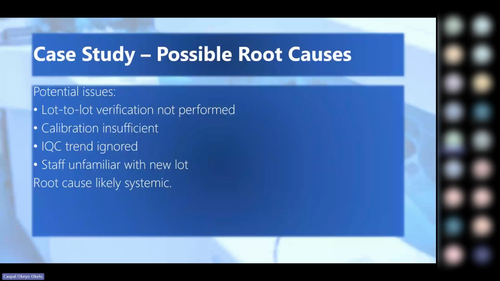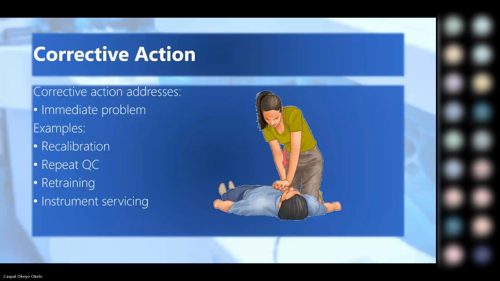So you'll have a structured final root cause statement. For example, in this case, after the investigation, you'll say that the EQA outlier occurred due to absence of a structured and enforced lot-to-lot verification process following reagent change, leading to a systematic positive bias. After having your root cause, you need to do a corrective action. Let's talk about corrective action.